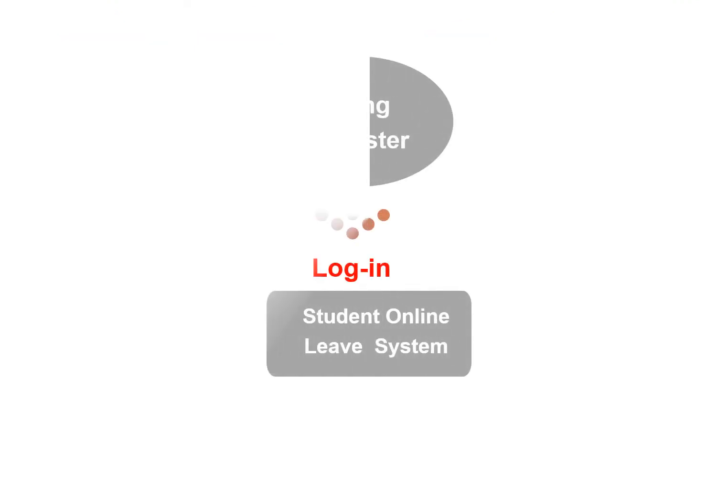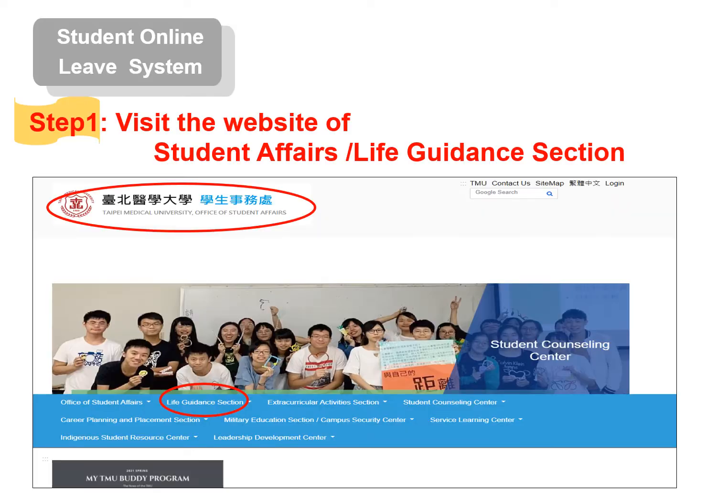So in the first condition, if you just want a general leave during the semester, please log into the student online leave system. You have to visit the website of the student affairs, and you can find the life coordination section. Click in.